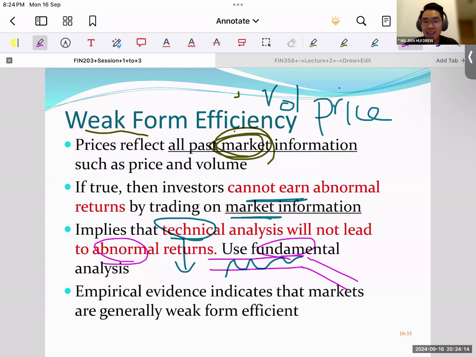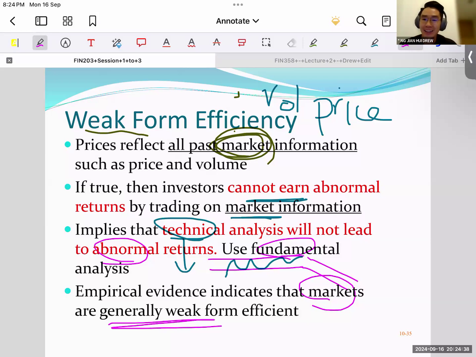Right? And so empirically, based on studies and research, it's found that the market is generally considered to be in weak form, which means that if you do fundamental analysis, if you do things like ratio analysis, these will give you positive abnormal returns.